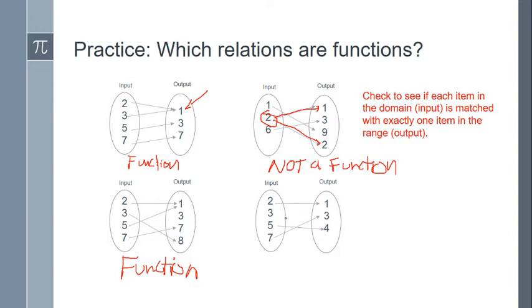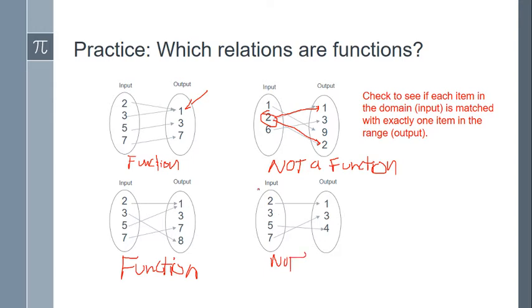Okay, now take a look at this one. Notice that for the inputs 2, 5, and 7, they are pointing to exactly one output. Each of them are pointing to one output. But the input of 3 here that we have in our domain isn't pointing anywhere. So that's like it has no output. All right, so this is kind of a tricky one, but it is not a function.